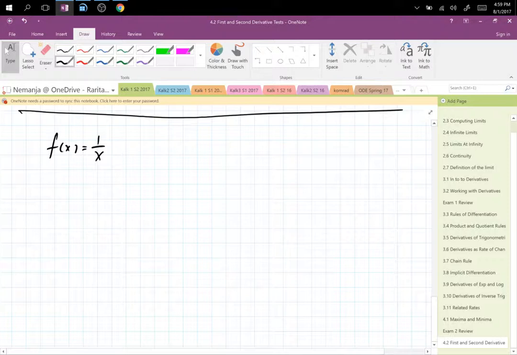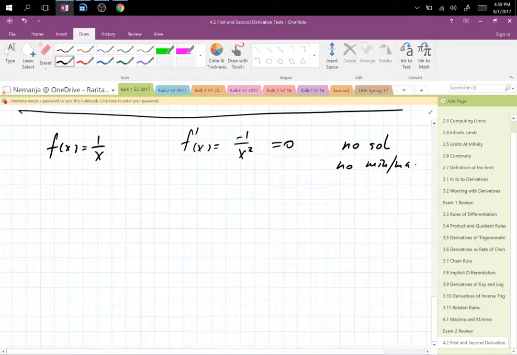So you should be done by now because it is quick, right? We find the first derivative, which is negative 1 over x squared. Set it equal to 0, find there is no solution, which means no min-max, no critical number, no critical point, right?